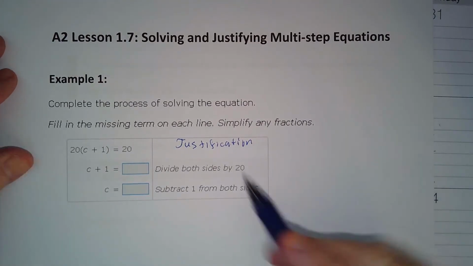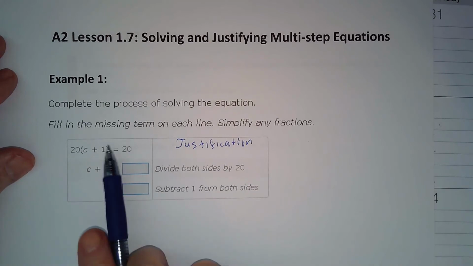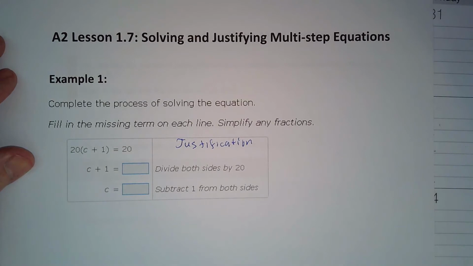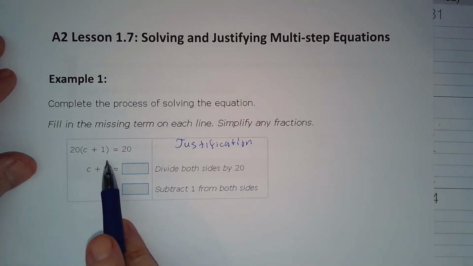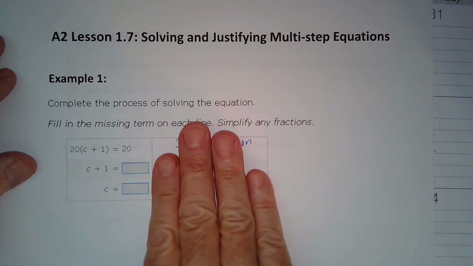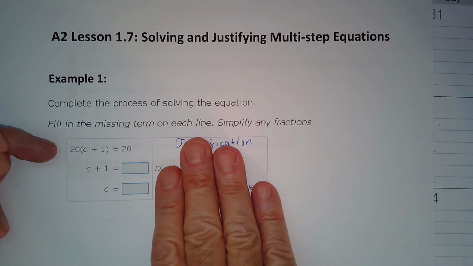Okay, so let's see. Complete the process of solving the equation, fill in the missing term on each line, and then it also says simplify any fractions. Here's your equation: 20c plus 1 equals 20. Without looking at the right-hand side, which tells you what to do, you have to look at this and ask, what's happening here? They're telling you the next step is c plus 1 equals something.